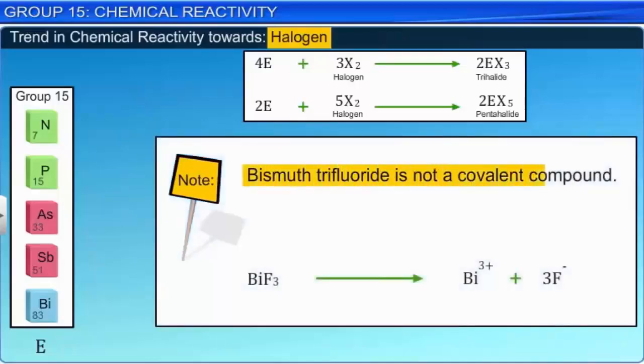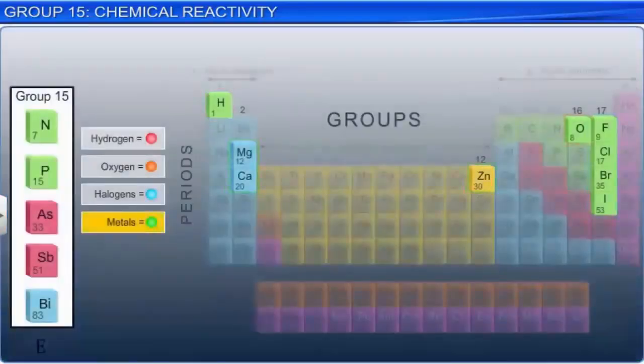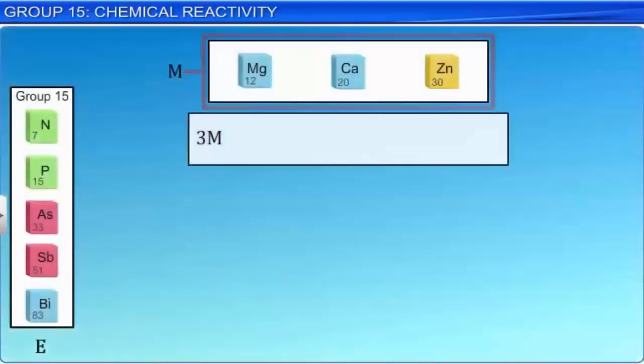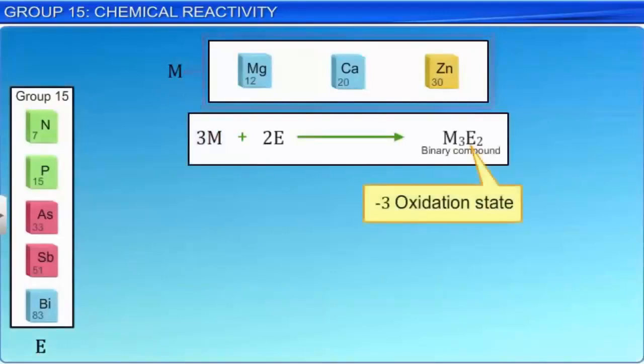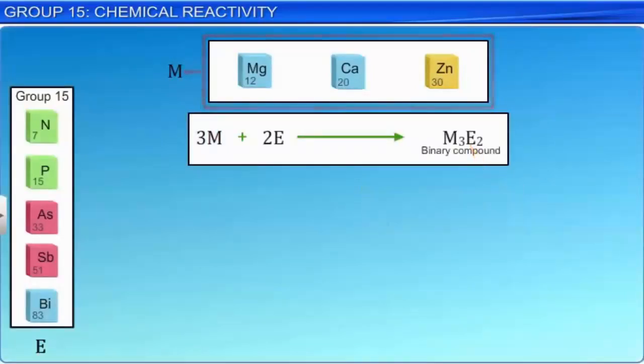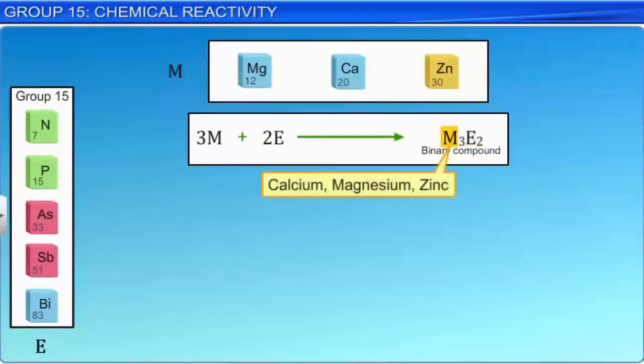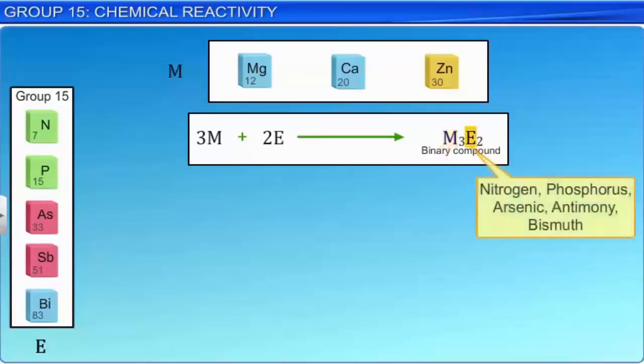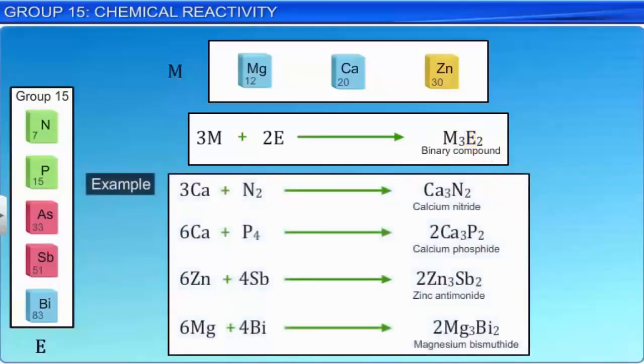All the elements of group 15 react with metals to form their binary compounds showing -3 oxidation state with the general formula M3E2. Here, M stands for metals such as calcium, magnesium or zinc, while E stands for an element of group 15. For example, calcium nitride, calcium phosphide, zinc antimonide, and magnesium bismuthide.